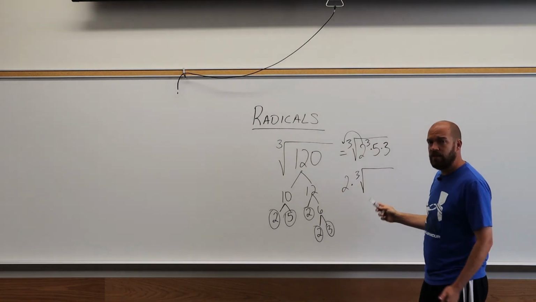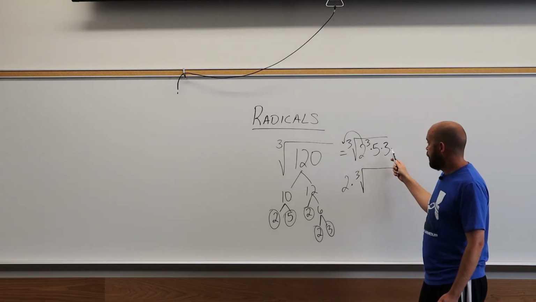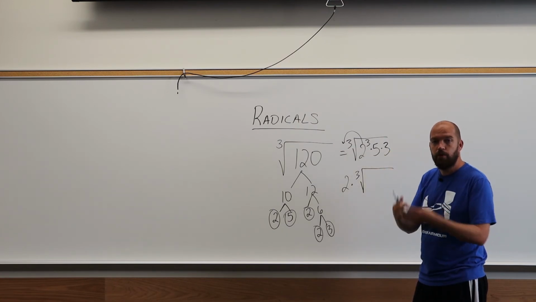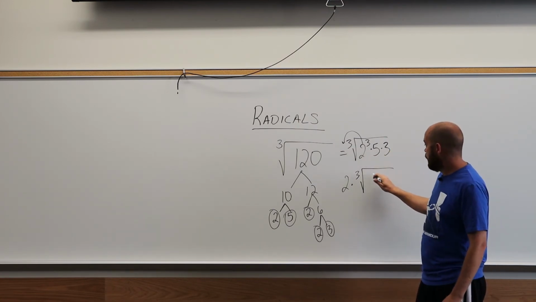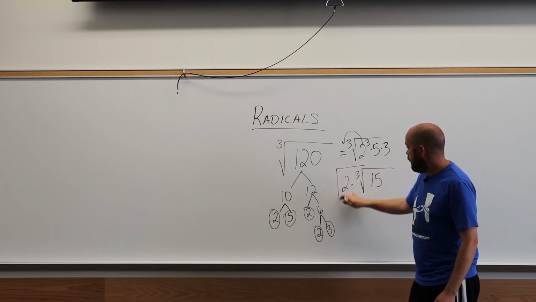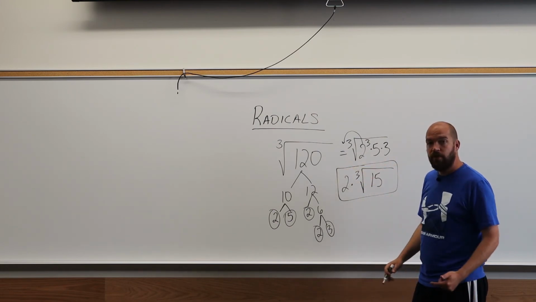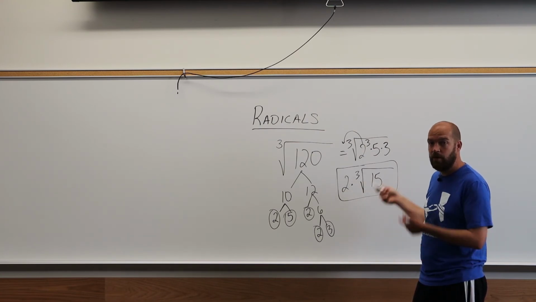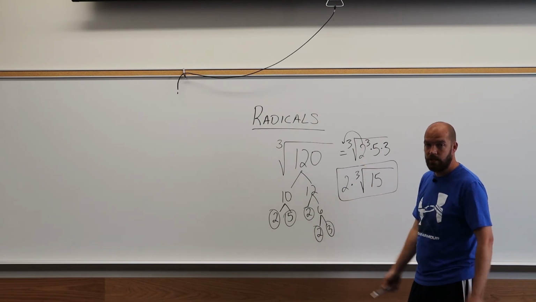What's still stuck on the inside, though, is the 5 and the 3. Are they going to get out of jail? No. So now we just simplify it, multiply them back together. 5 times 3 is 15. And so this would be my final answer: 2 times the cubed root of 15. I can't break anything down. They don't have any tokens. I can't get out of jail.